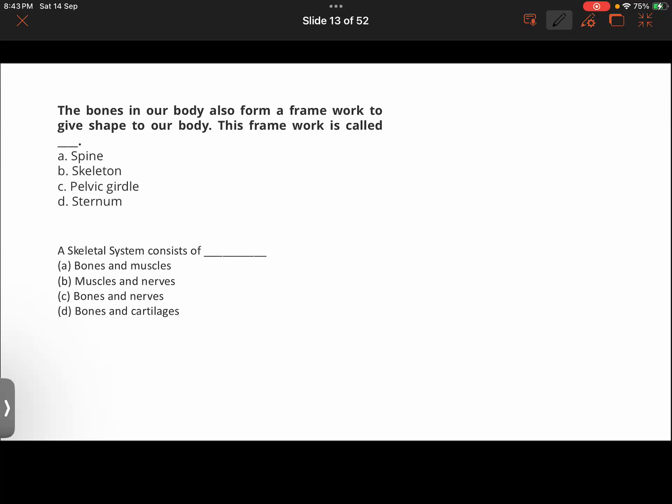You guys can answer in the class only. Okay, question number 1 and 2. Yes, sir. The bones in our body also form a framework to give shape to our body. This framework is called as what? What do we call this framework?